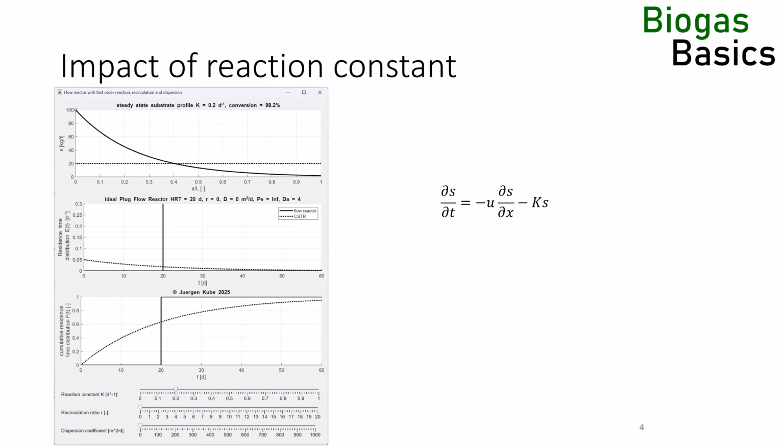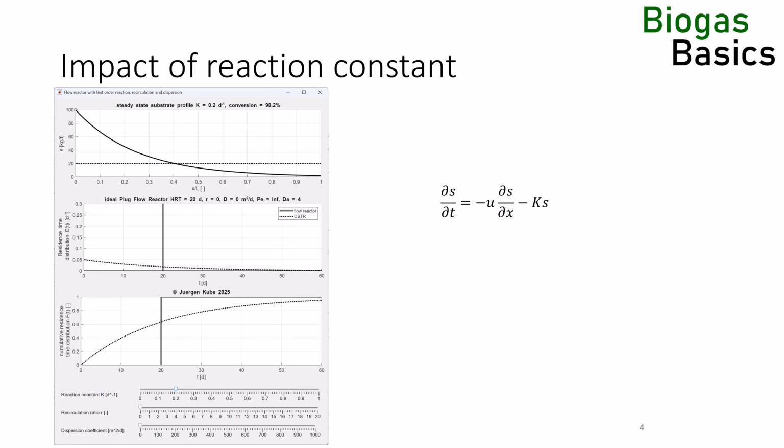The figure comprises three subfigures. The top graph shows the substrate concentration along the dimensionless reactor axis for a steady state. The plug flow reactor is shown as a bold line. At the inlet, the concentration is 100%, and along the axis is an exponential decay. The conversion is almost complete. The outlet substrate concentration is only 1.8% here.